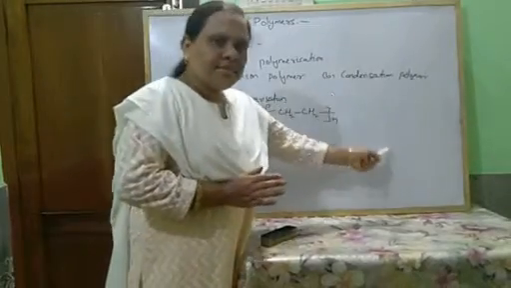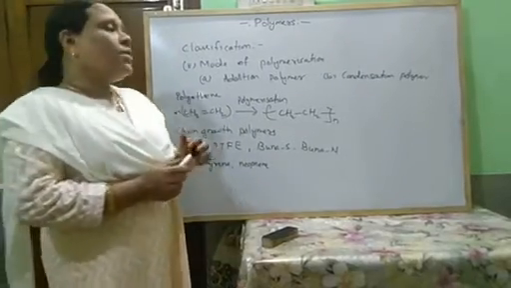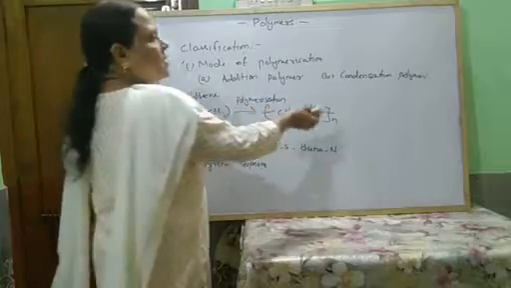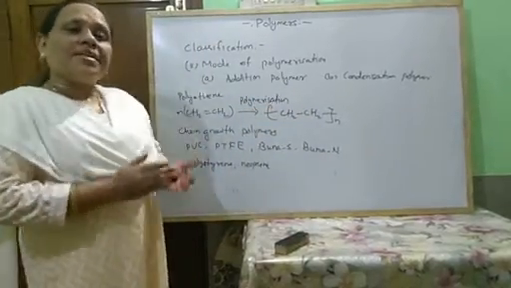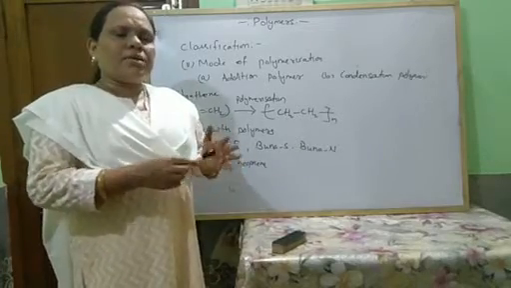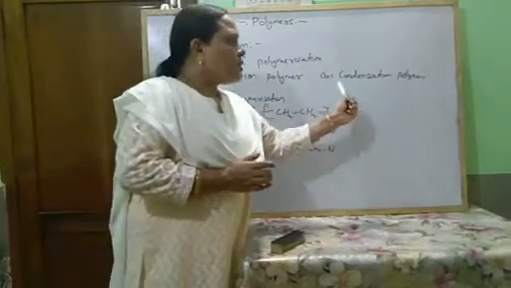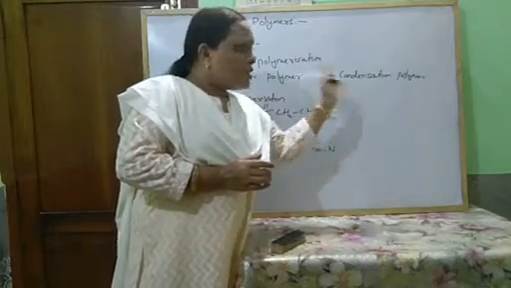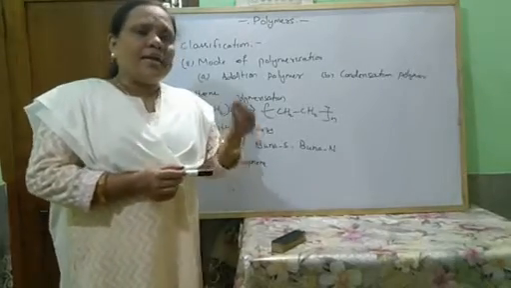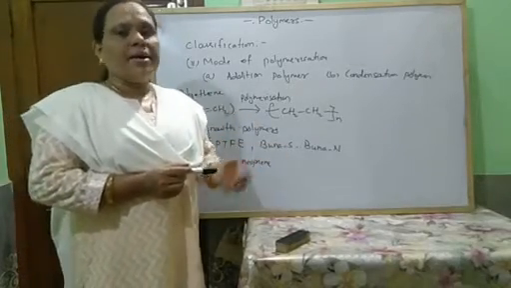Next, what is a condensation polymer? Condensation polymers are those which are formed by condensation reaction between different molecules having bifunctional groups, by elimination of simple molecules like water, alcohol, ammonia, etc.